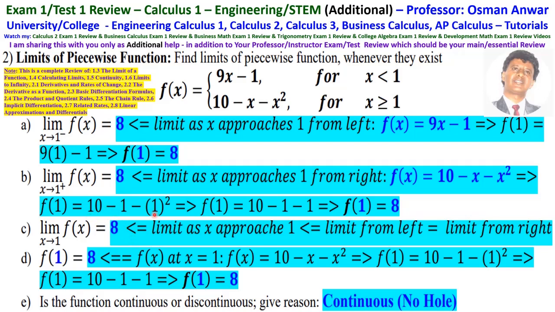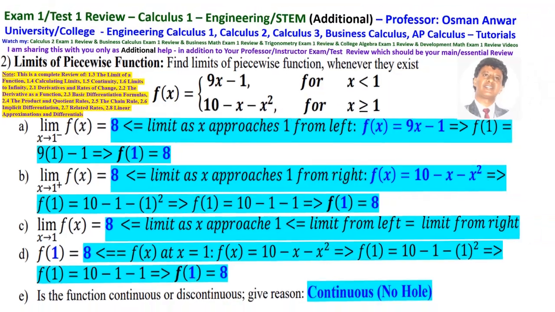Then f of 1 is obviously when x equals 1, which is f of x equals 10 minus x squared. Then f of 1 of that is 8. So the limit from the left is 8, from the right is 8, then the limit exists, it is 8, and f of 1 is 8, that means the function is continuous.